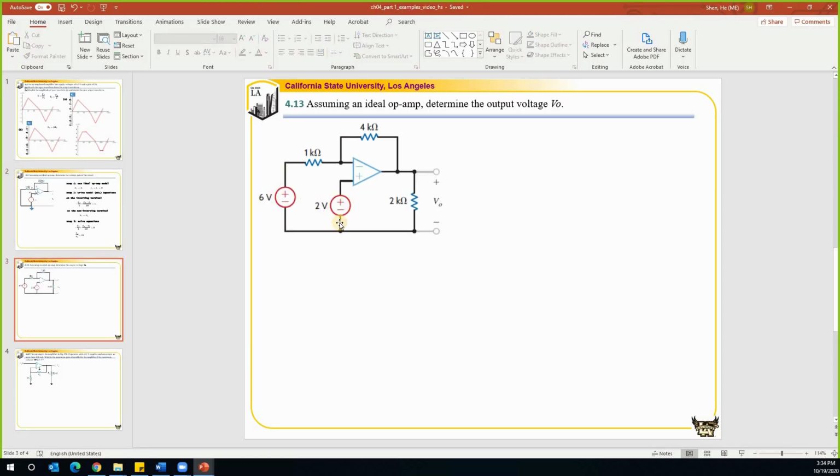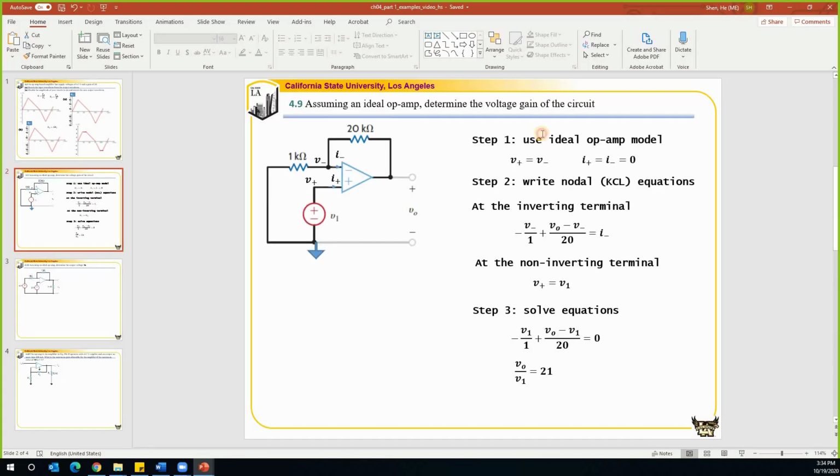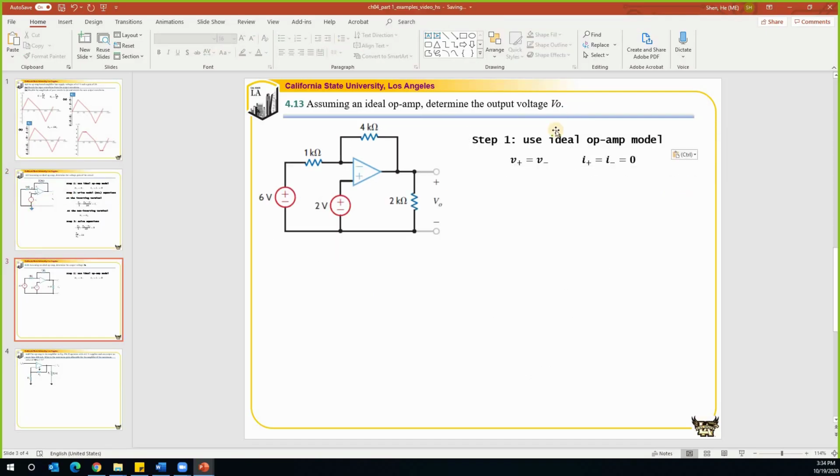In the next example, we have two signals that are connected to two different terminals of this op-amp, and the output is VO. Same thing as what we did before. Step 1 is always to state that we're going to use the ideal op-amp model for analysis: V plus is equal to V minus, I plus is equal to I minus is equal to 0. So this is how we define the nodal voltages and also the reference node. We select a reference node to be there.